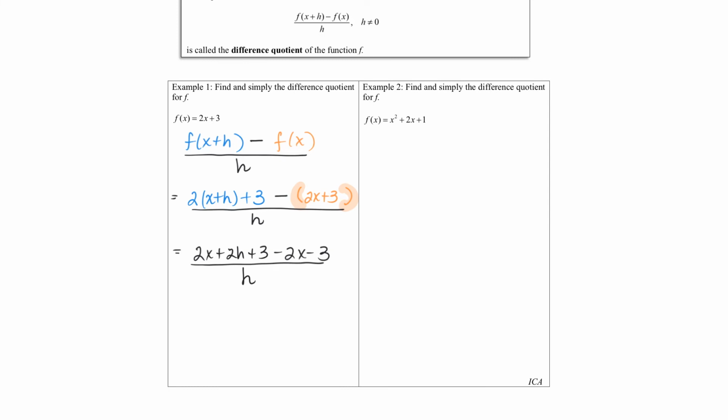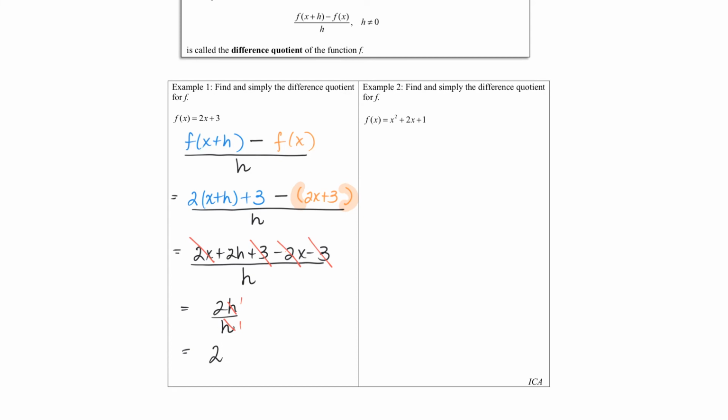Now, if you are doing the difference quotient for a polynomial, then anything in the numerator that doesn't have an h should cancel out. Okay, for polynomial functions, this will be true. So 2x minus 2x, 3 minus 3. So I end up with 2h divided by h, and the h's are going to divide out, 1, 1, right, to leave me with 2. So my difference quotient for this particular function is equal to the constant 2.